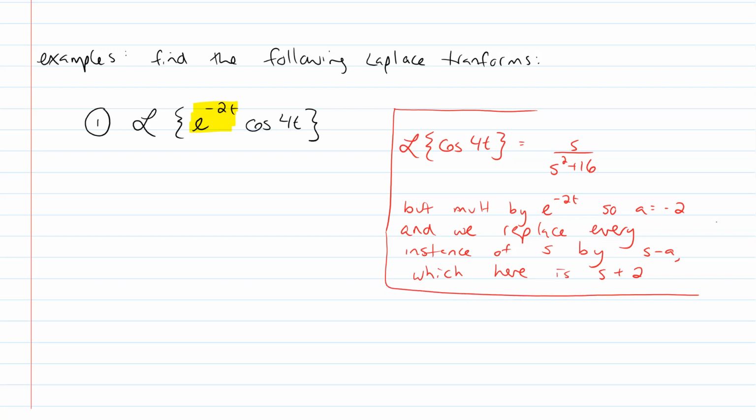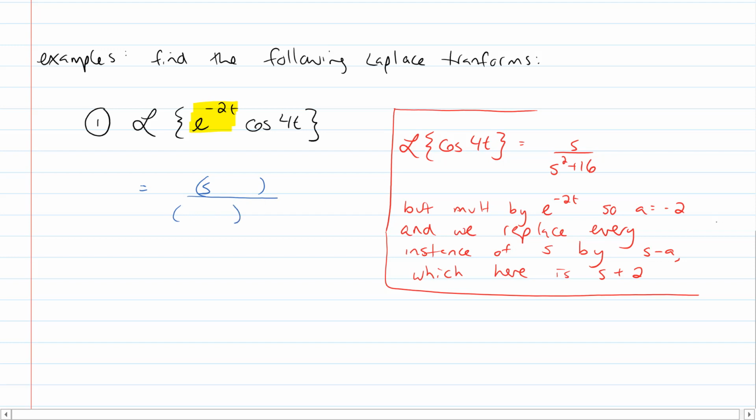So going back to our original question, we would write s over s squared plus 16, but where we used to have an s, we're going to have an s plus 2 over s plus 2 squared plus 16. Now, if you like, you can actually expand the denominator, and write that as s plus 2 over s squared plus 4s plus 4 plus 16, which gives us s squared plus 4s plus 20, but honestly, either of these is fine.